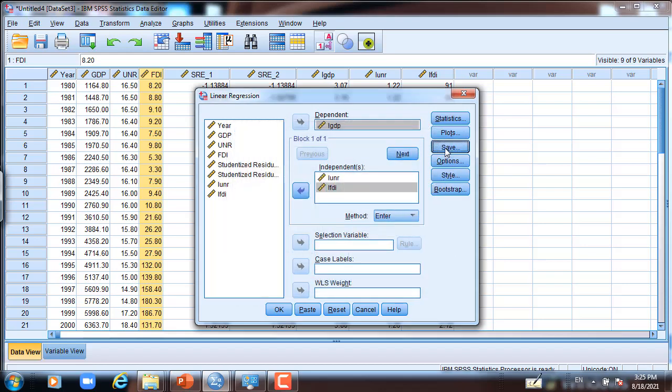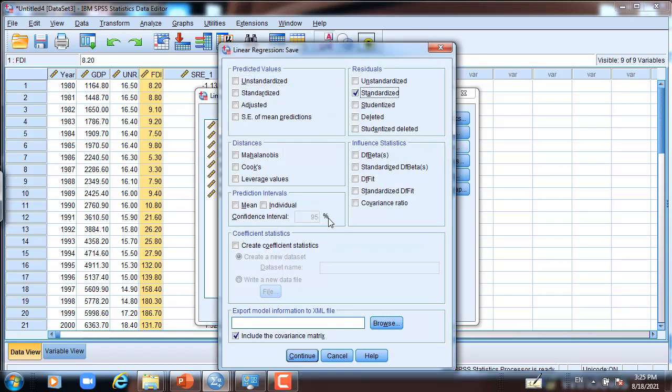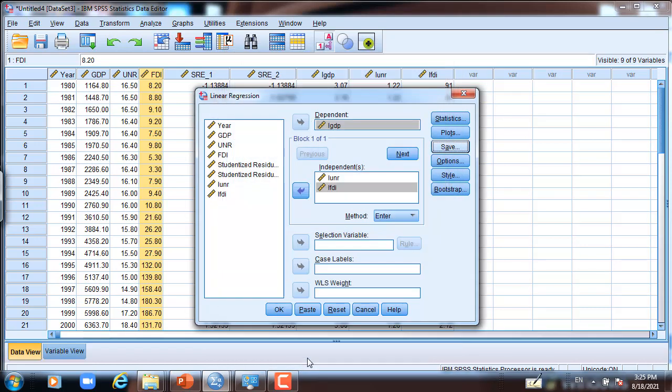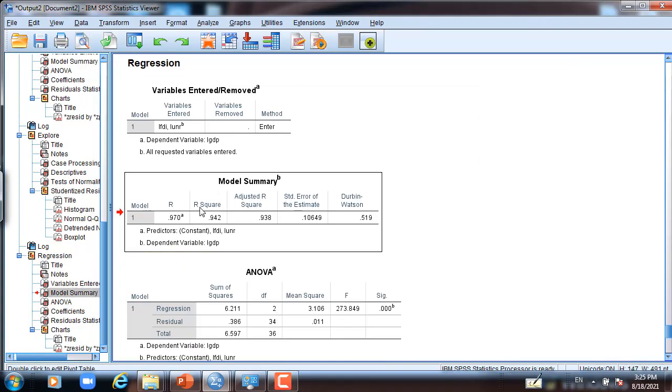continue, select Save, Standardized, because here we have many residuals, you can select any one of them. I select Standardized, you can select Studentized, and so on. Continue, and then press OK. The outcome here, as you can see it, for the logarithm: I put logarithm GDP as dependent variable, and logarithm foreign direct investment and logarithm unemployment rate as independent variables, and then we run the regression and choose the same method as before. So the outcome is here.